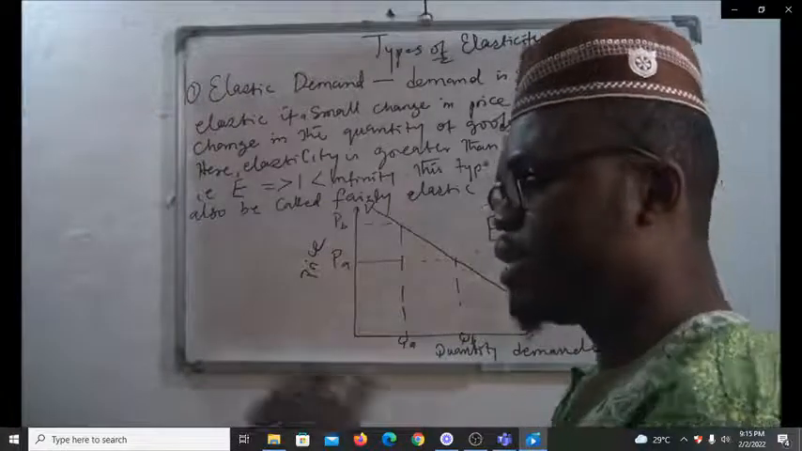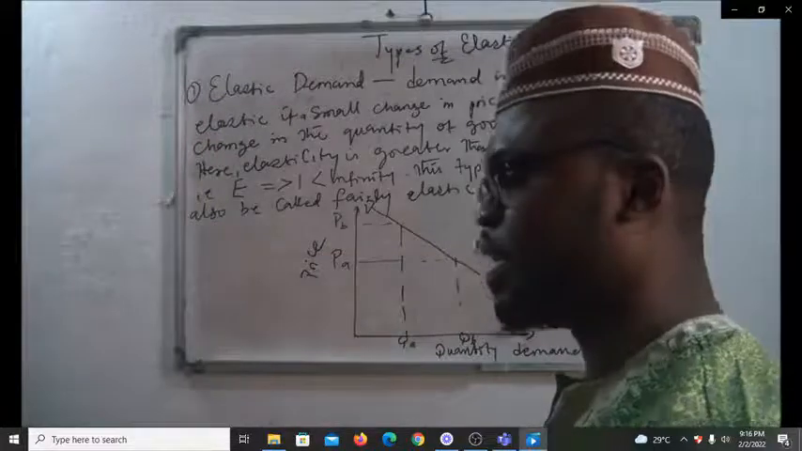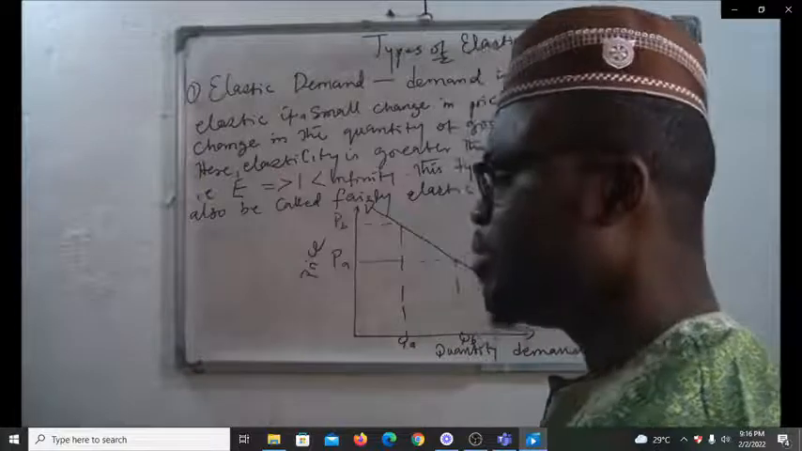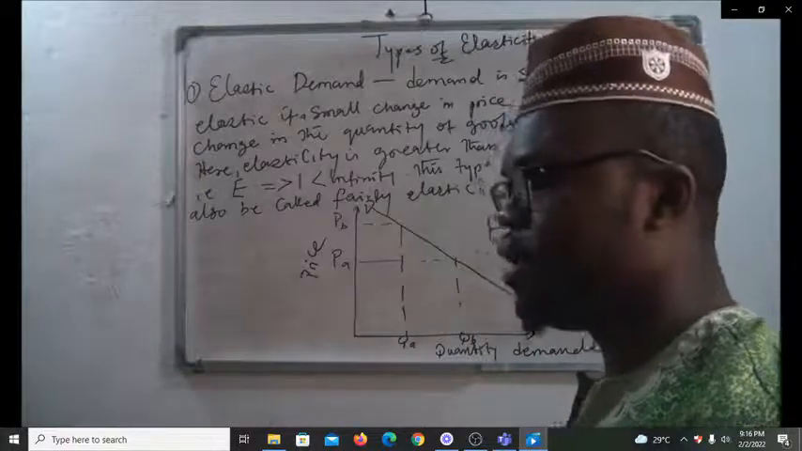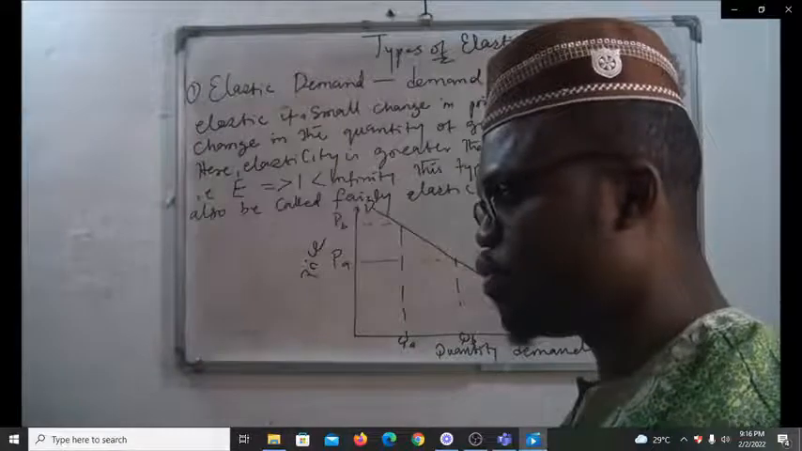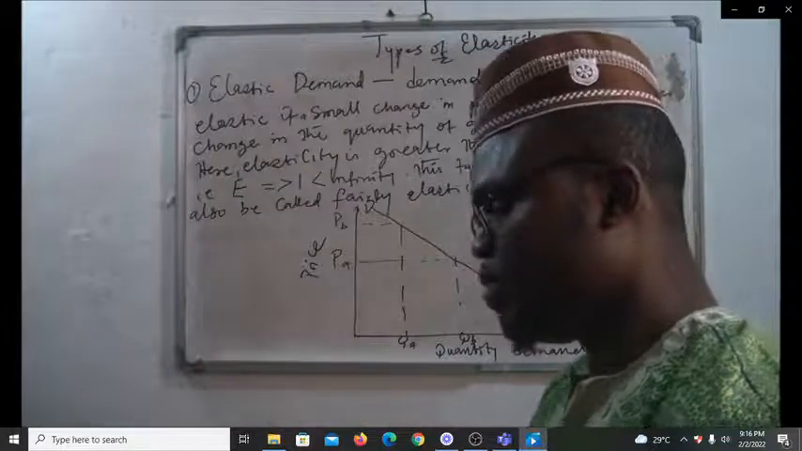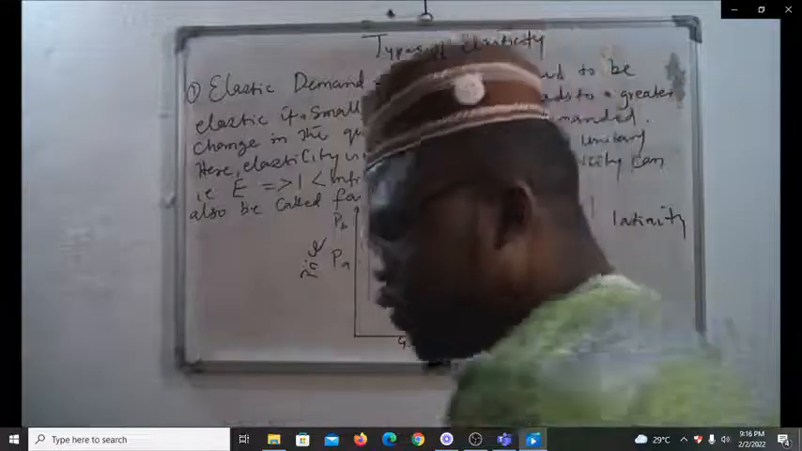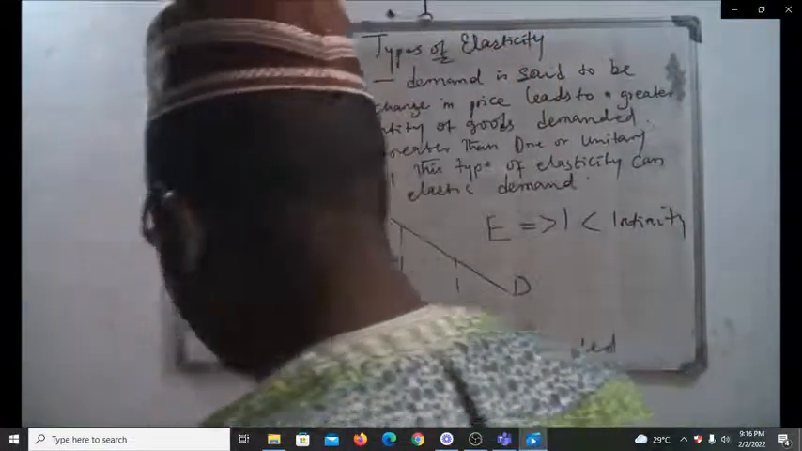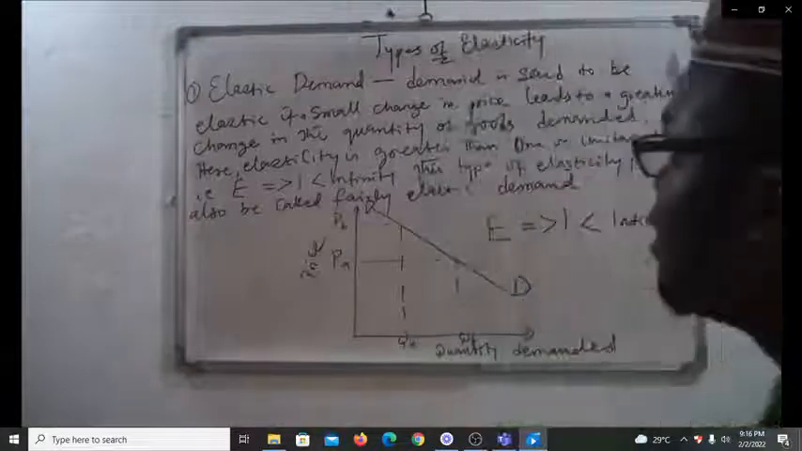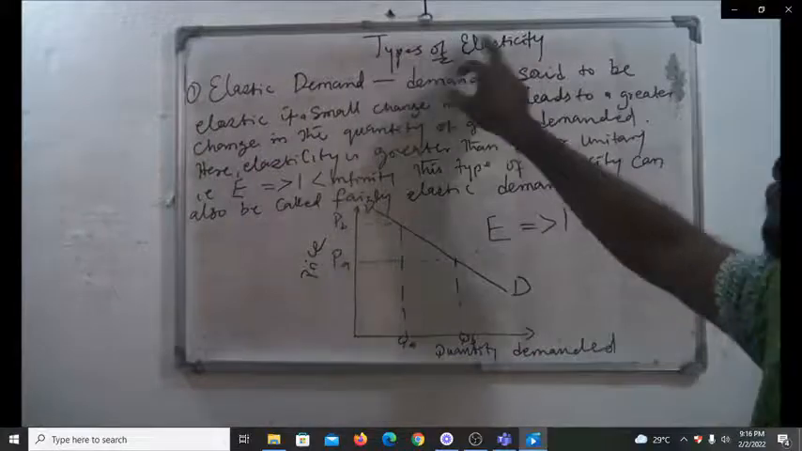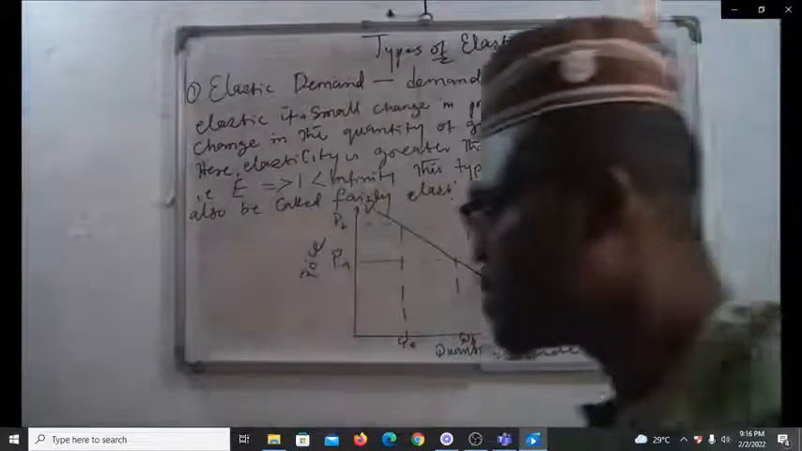Why? Because if there is a little change in the price of fuel or petrol, you keep buying it, isn't it? But products like Milo or Bonvita that have substitutes, when there is a change in their price, you see people stopping buying them or reducing their quantity demanded and going for the substitute, isn't it? So those classes of elasticity of demand are what we are going to learn today in types of what? Elasticity. Types of elasticity.